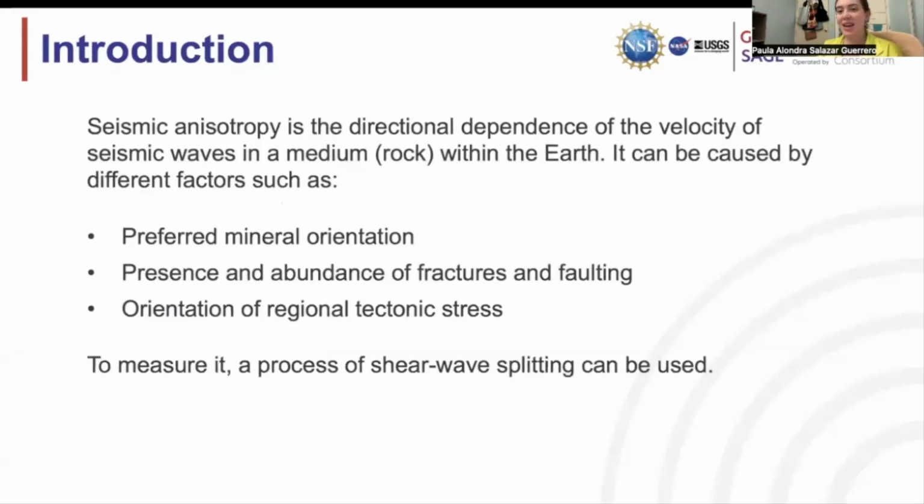So to begin with, I find it really useful to first understand what we talk about when we talk about seismic anisotropy. Seismic anisotropy can be defined as the directional dependence of the velocity of seismic waves in a medium within the Earth. It can be caused by multiple factors such as preferred mineral orientation, presence and abundance of fractures and faulting, orientation of regional tectonic stress, layering of sediments, etc. To measure it, a process of shear wave splitting can be used.